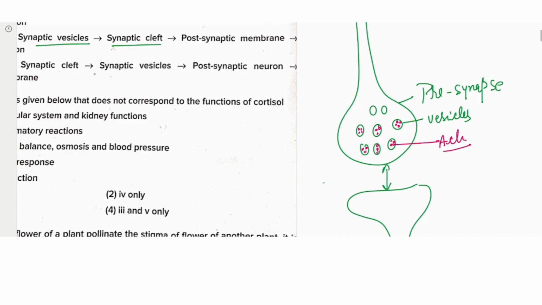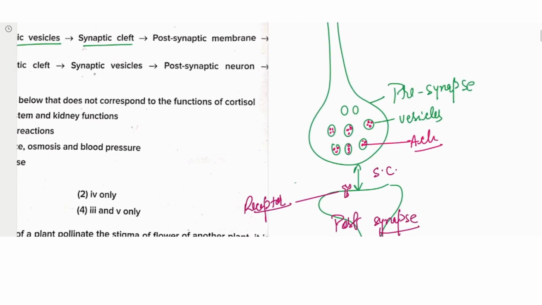Then after it is released, it will go into the synaptic cleft. Then the receptors would be present on the postsynaptic membrane. These are the receptors, and this is the post synapse. So if we match these terms, like presynapse, then vesicle filled with acetylcholine, the synaptic cleft, then post synapse or the receptor of the postsynaptic membrane. That is what we have to take in the series.